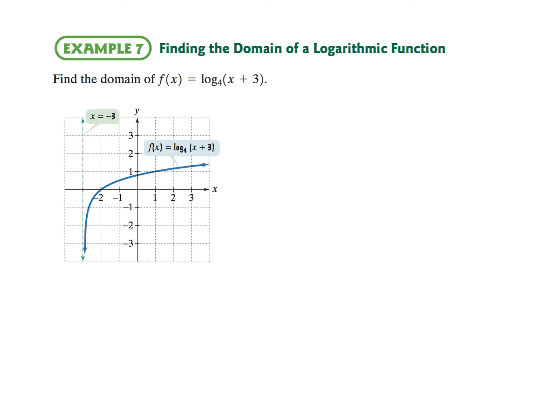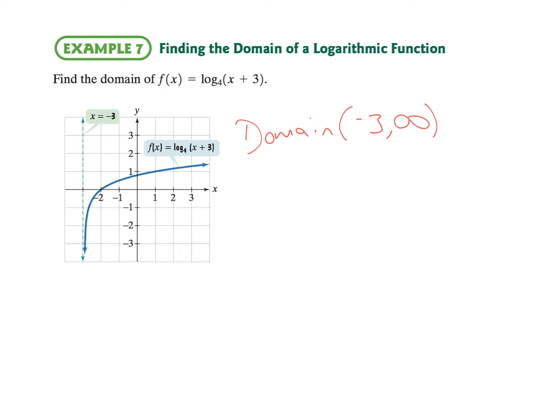So what I'd like to do now is let's find the domain of log base 4 of x plus 3. And this type is very simple, because all we have to do here is look at this graph. So I'm looking at the graph. It starts here. So here's my vertical asymptote, and it starts here and then goes off forever in this direction. Okay, so for this type of problem, the domain is from -3 to infinity.